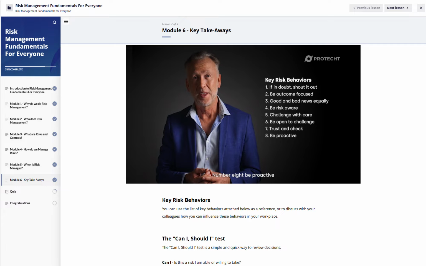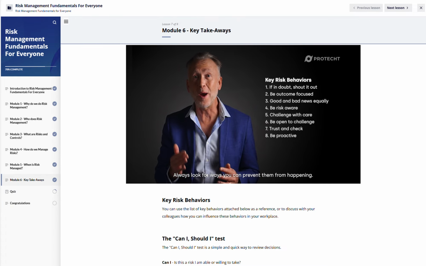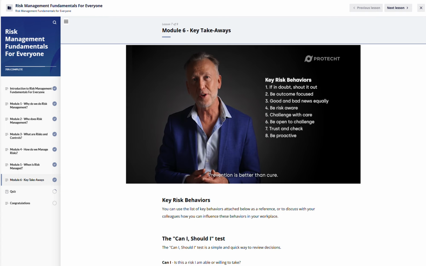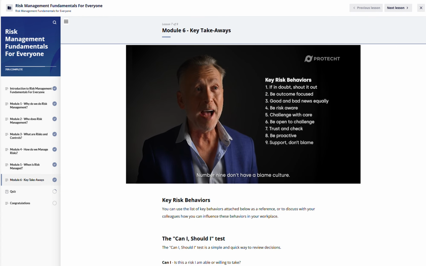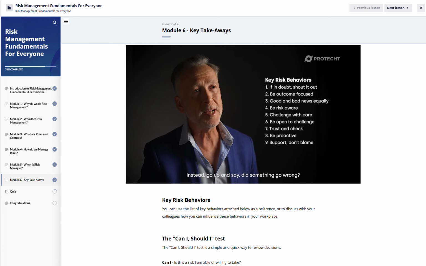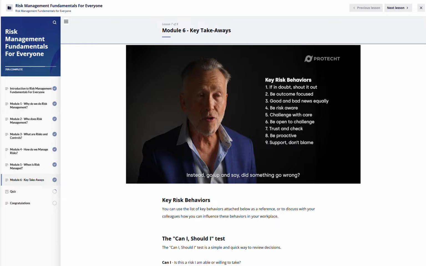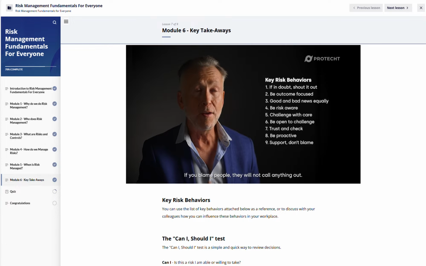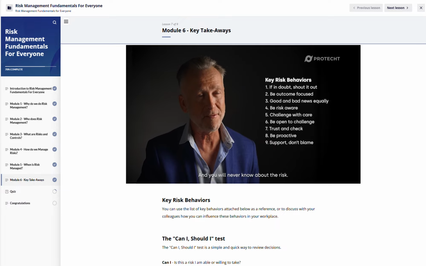Number 8, be proactive in your risk management, not reactive. Don't wait for bad things to happen. Always look for ways that you can prevent them from happening. Prevention is better than cure. Number 9, don't have a blame culture. If something goes wrong, don't immediately go up to someone and say, that was your fault. Instead, go up and say, did something go wrong? How can I help you? And how can we learn from this? If you blame people, they will not call anything out and you will never know about the risk.